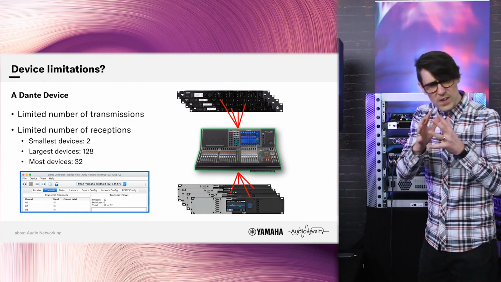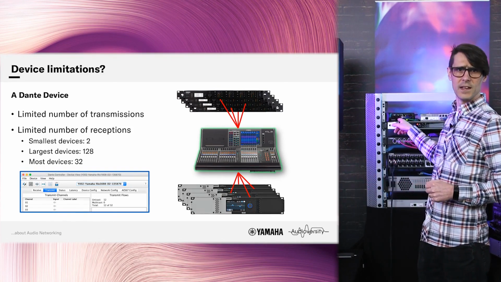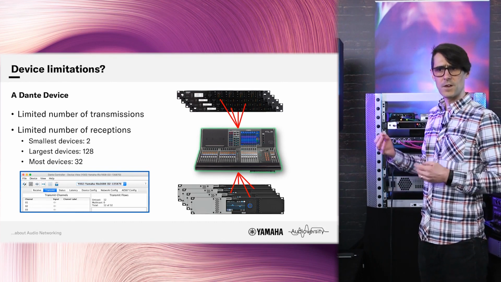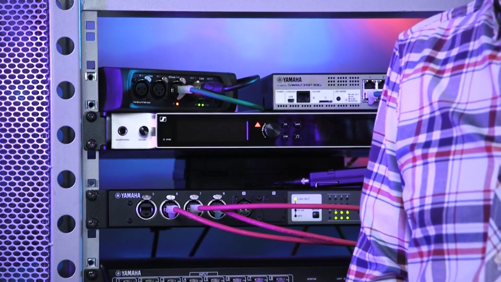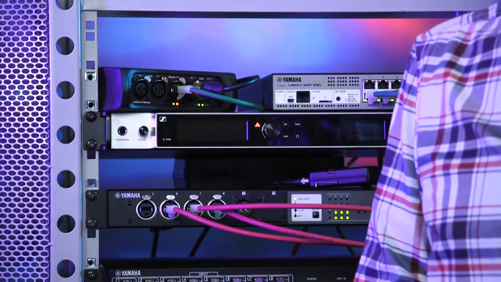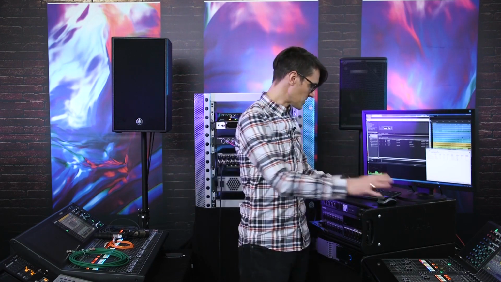Anyway, each device, the smallest Dante devices, perhaps like this one, can receive up to 2 flows or transmit up to 2. That means it can receive audio from up to 2 devices, and it can transmit audio to up to 2 devices. The largest Dante devices can communicate with another 128 others. They could receive audio from 128 different devices. Most Dante devices, though, most of these around here, can handle 32. So this mixer can receive audio from 32 different transmitters, and it can send audio to 32 different receivers.